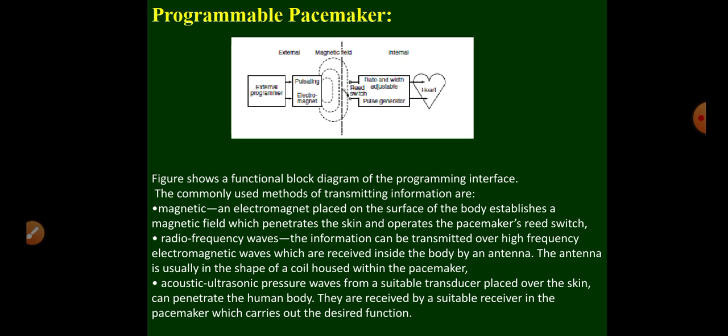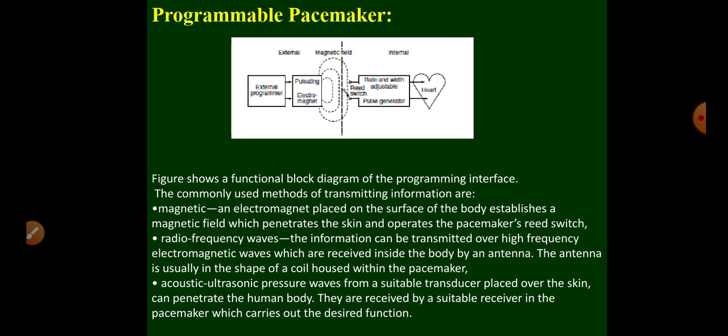Okay, and the commonly used methods for transferring the information are: the first one, that is your magnetic. An electromagnet placed on the surface of the body establishes a magnetic field which penetrates the skin and operates the pacemaker's reed switch. That is one. Or by using radio frequency waves, the information can be transmitted over high frequency electromagnetic waves which are received inside the body by an antenna. The antenna is usually in the shape of a coil housed within the pacemaker.